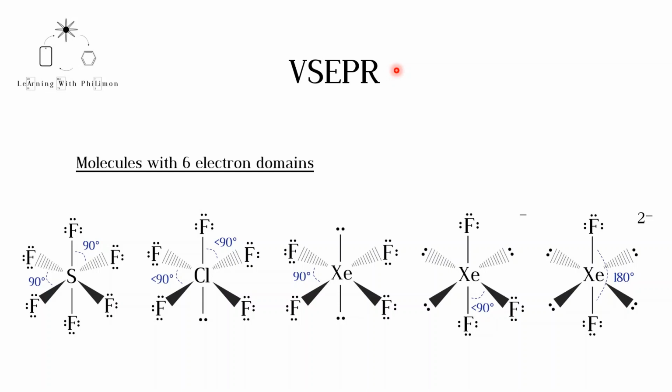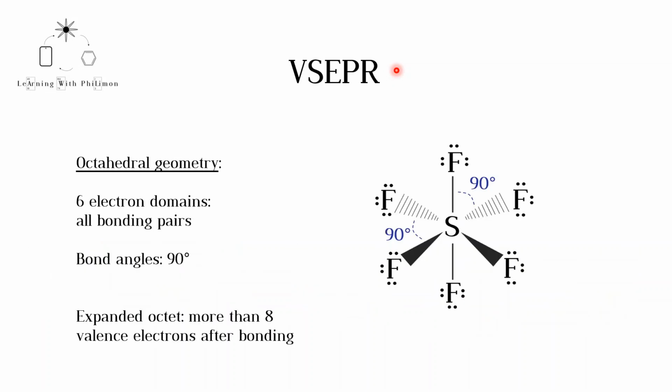In this video, we will be looking at molecules in which there are 6 electron domains around the central atom. For an introduction to valence shell electron pair repulsion theory, VSEPR, please see the video VSEPR. Sulfur hexafluoride, SF6, has the following structure.